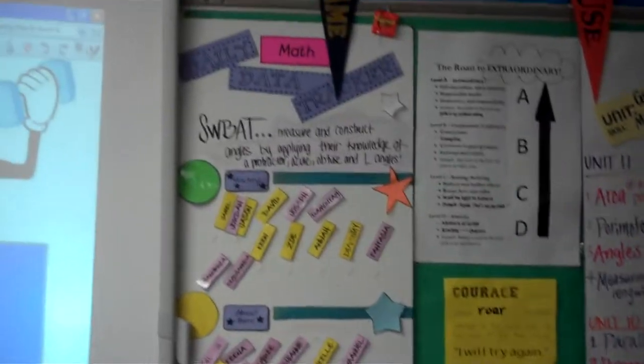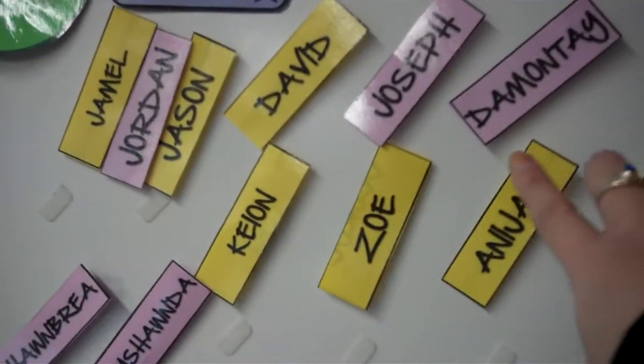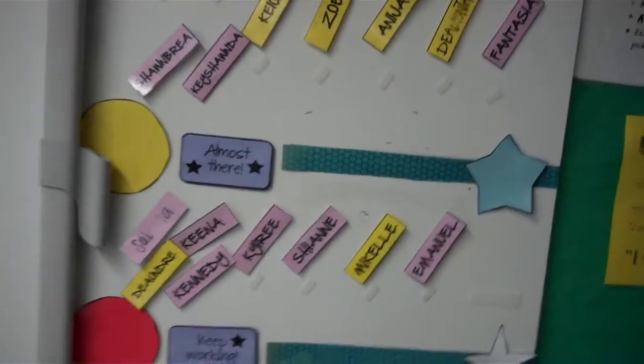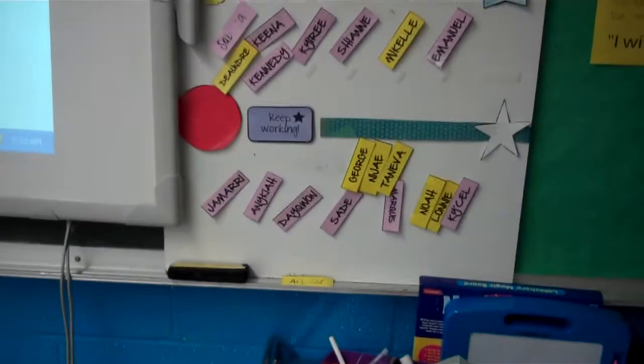This is my daily data tracker. Each little Velcro label has a student name, and the students either get mastery, which is 80% or above, proficient, which is 60% to 79%, and basic, which is less than 60%. I change this every single day with the objectives so students can clearly see every single day how they did.